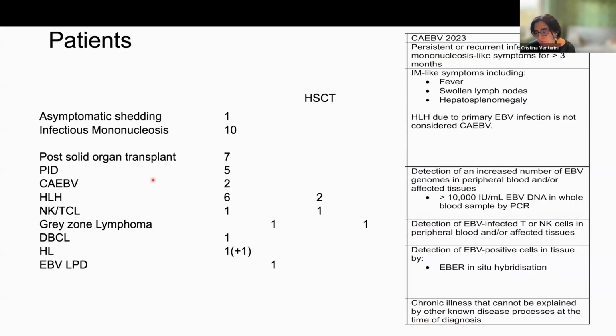What we wanted to do was look at EBV across different conditions. We have healthy individuals, some with infectious mononucleosis, and asymptomatic shedding. Then we have different conditions ranging from post-solid organ transplant to some primary immunodeficiency, chronic active EBV, HLH, and other types of lymphoma. Just to remind you, for chronic active EBV we refer to the definition from 2023.